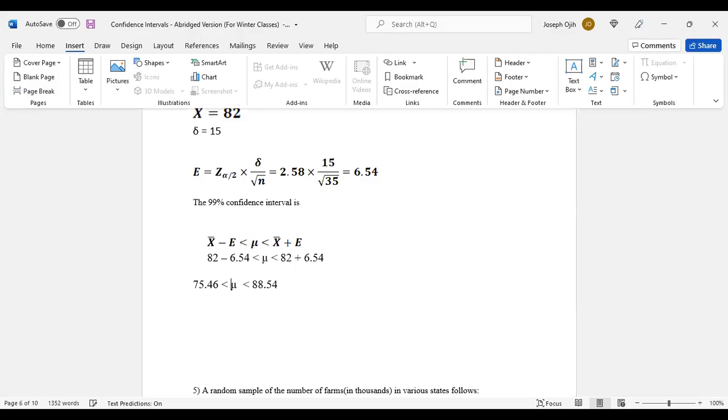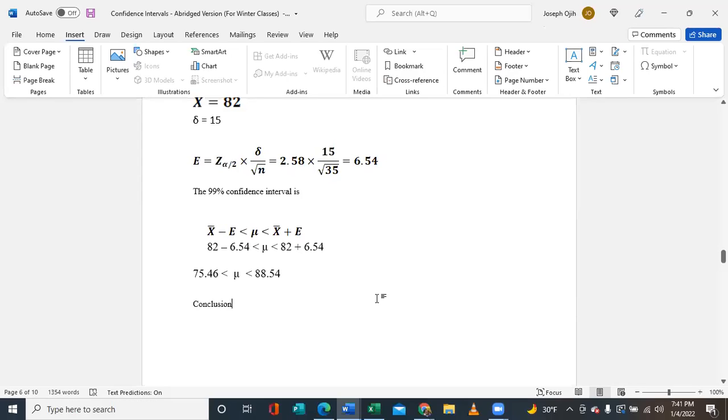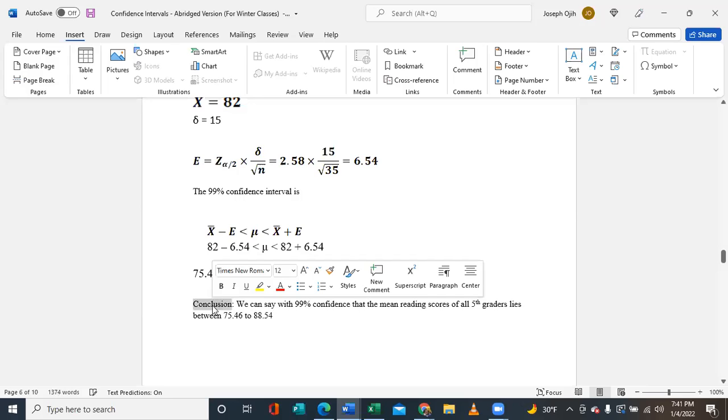So we can now conclude. Conclusion: we can say with 99% confidence that the mean reading score, the average reading score of all fifth graders, lies between 75.46 to 88.54, based on a sample of 35 fifth graders.